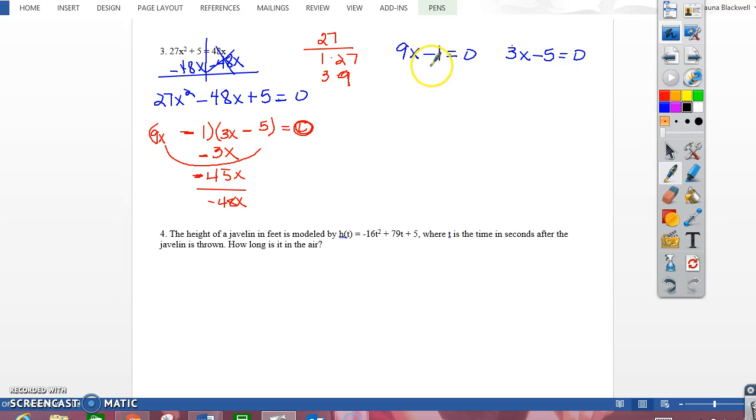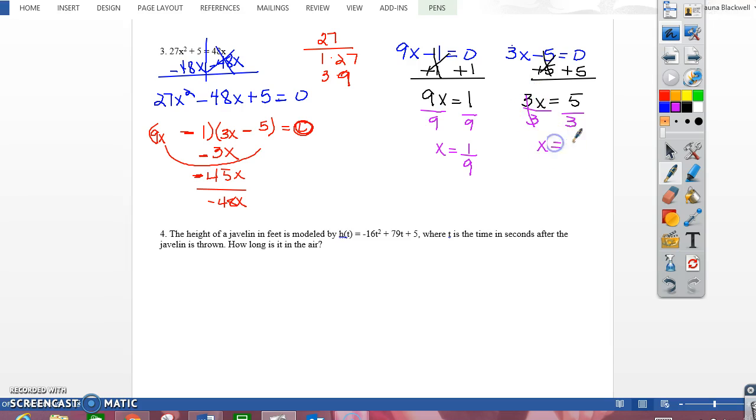So when I do that, I'm going to add 1 to both sides here, and I get 9x equals 1. Then I'm going to divide by 9, and x equals, I can leave that as a fraction of 1/9. It is already reduced. So then over here, to solve this one, first we would add 5. So 3x equals 5. Next, we solve for x by dividing by 3. So 1x is equal to, again, you can leave that as an improper fraction, 5/3. And so x is equal to 1/9 or 5/3.